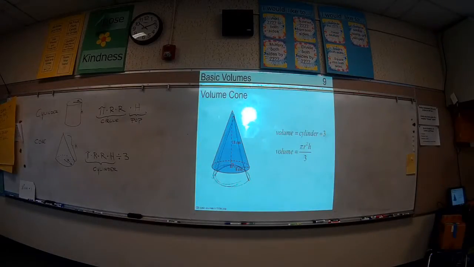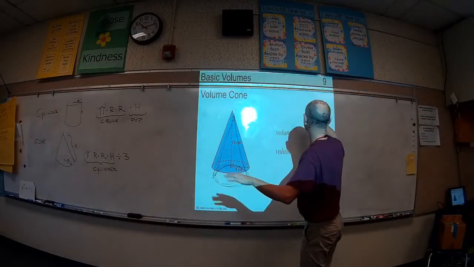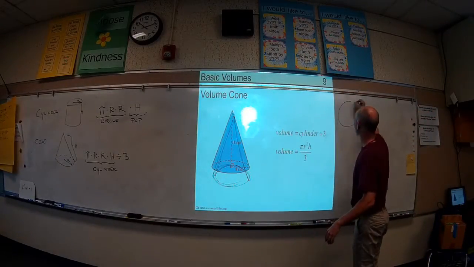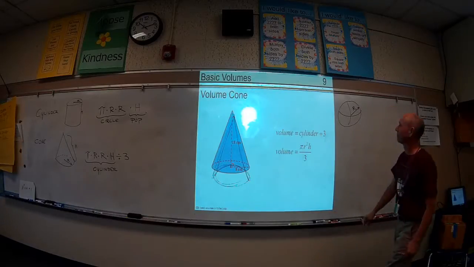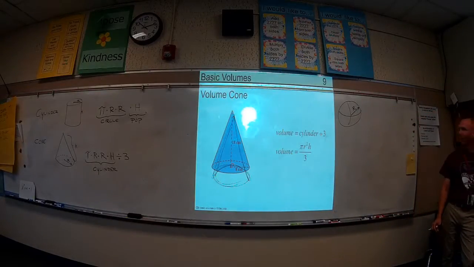Okay, so we did our cone. Now we're going to do the sphere. You don't have to draw yet. Actually, here, right here, let's go. Start with your sphere, and it's got a radius of r.